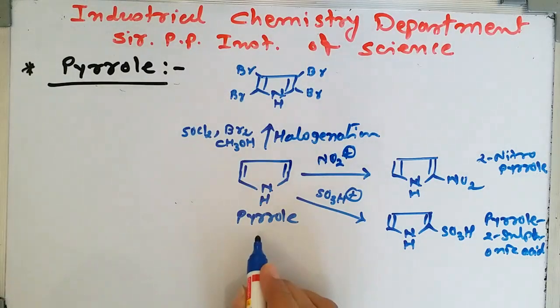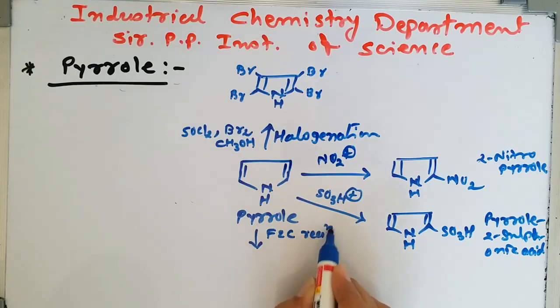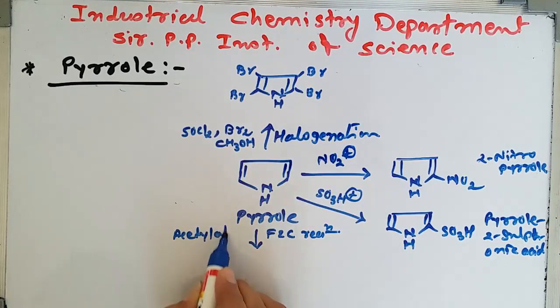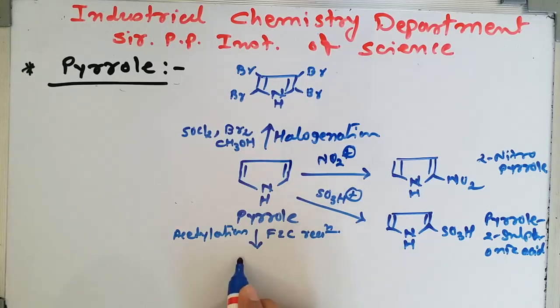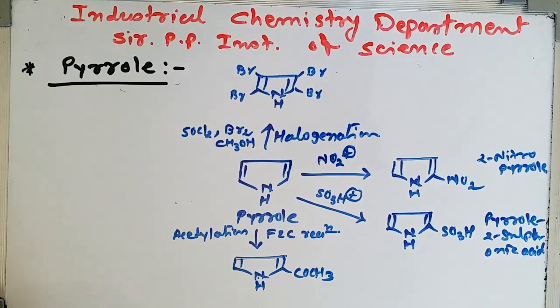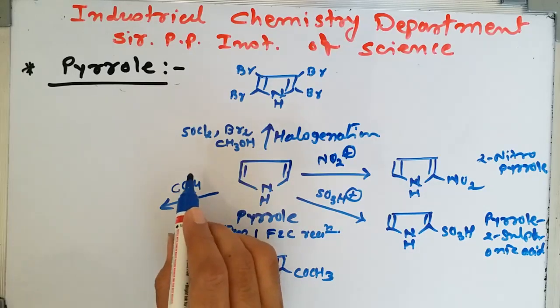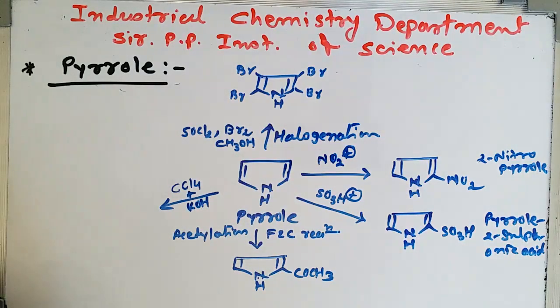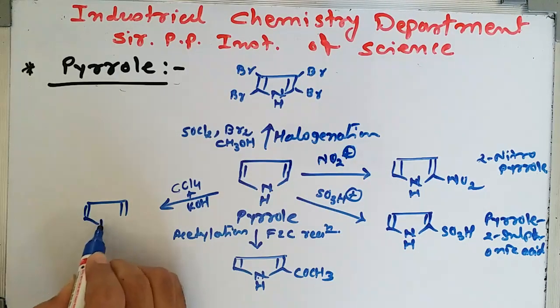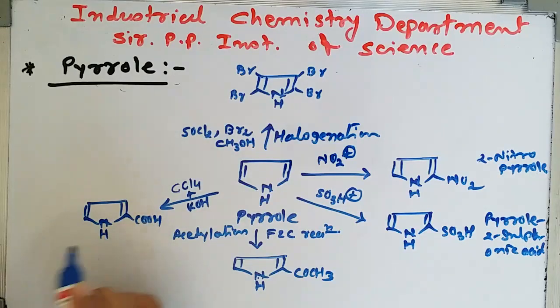If we treat pyrrole by acetylation, the Friedel-Crafts reaction, then 2-acetylpyrrole, with COCH3, is formed. If we treat it by carboxylation with carbon tetrachloride and KOH, then pyrrole-2-carboxylic acid is formed. This is pyrrole-2-carboxylic acid.